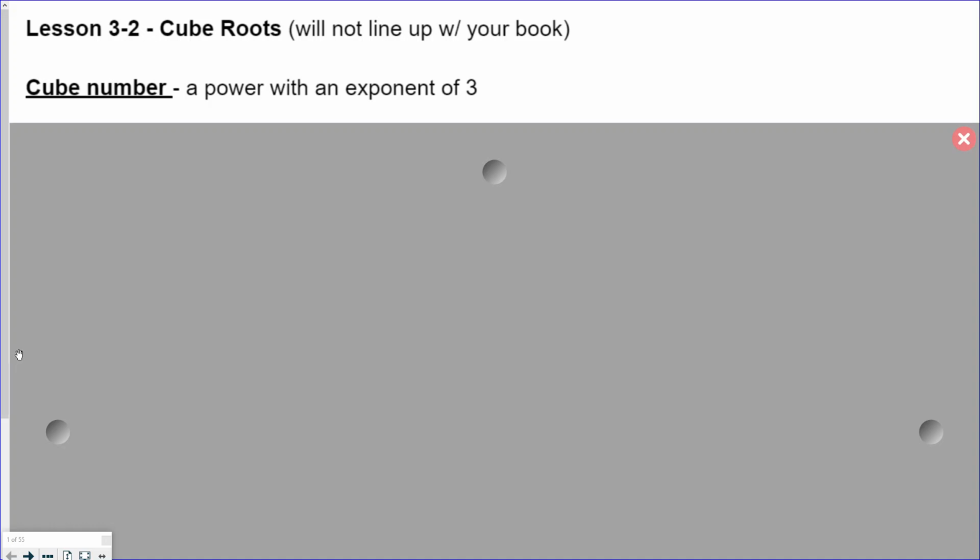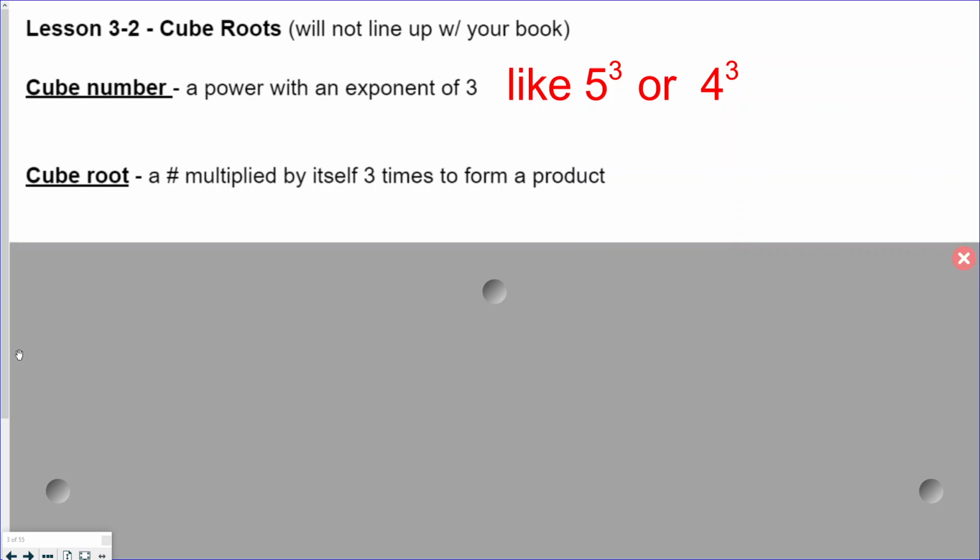Cube roots, what are they? Well, if you cube a number, that basically means you take a number and you make it to the power of 3. So let's make a note on our packet here, like 5 to the third power, or how about 4 to the third power?